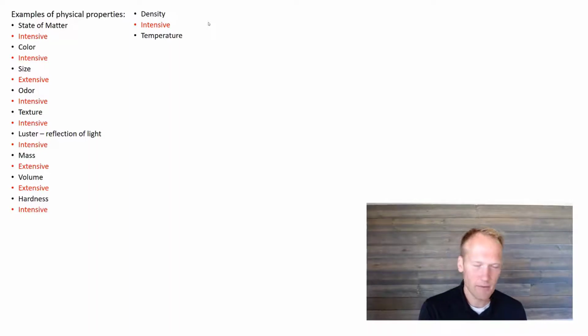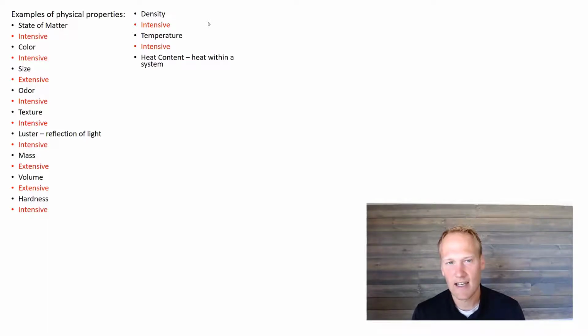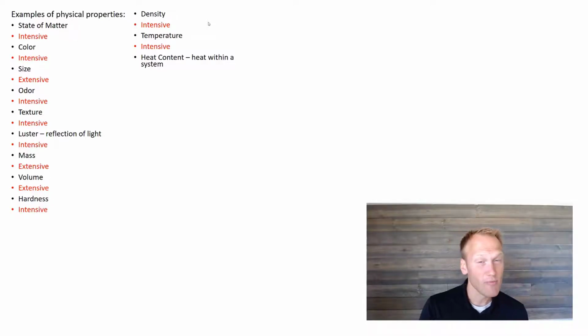Temperature. Okay, if you have a little piece of something that has a temperature of 50 degrees Celsius, if you have a larger piece, it can still have that same temperature, which is different than heat content. Heat content is the total amount of heat something can hold within a system. So if you have more of something, it can hold more heat even if the temperature is the same.